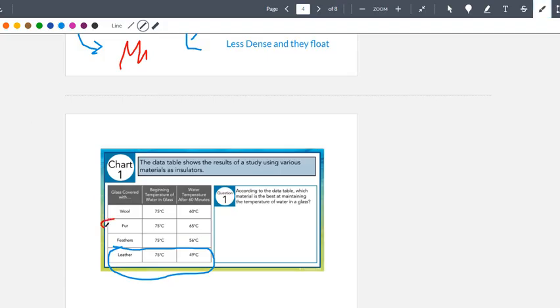So if I was going to try and make myself a coat or a way to keep myself from getting cold, I would want to use a fur coat because it's a better insulator. Insulation keeps heat from being transferred.